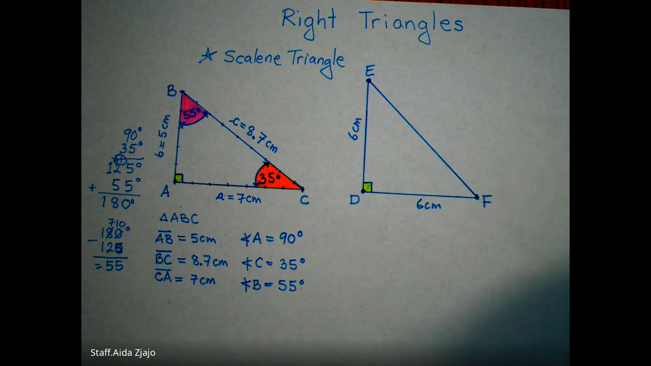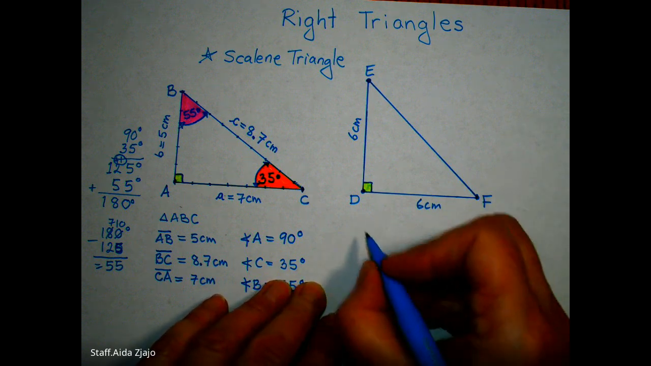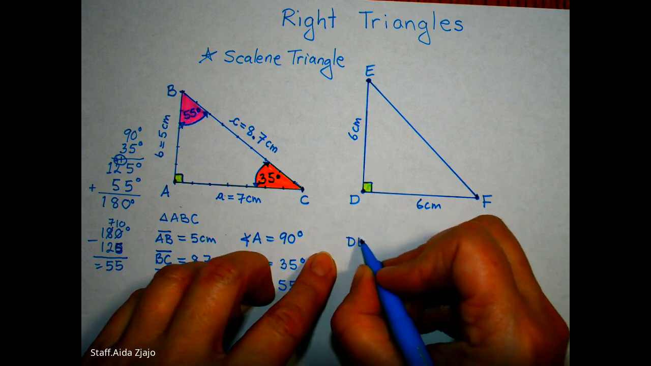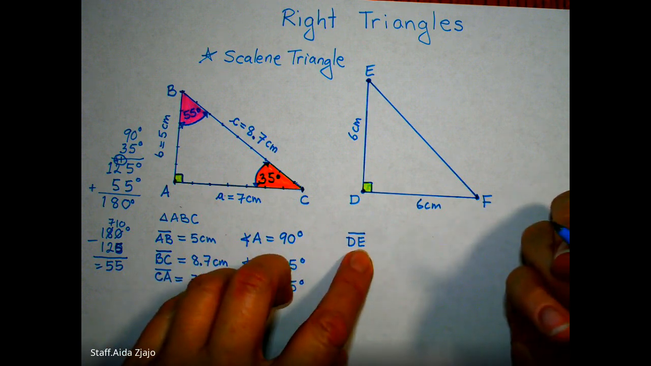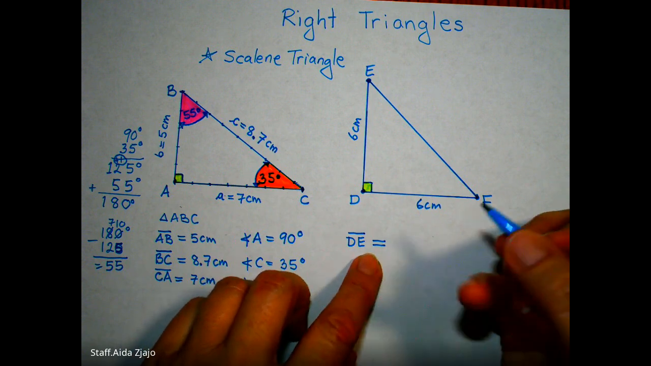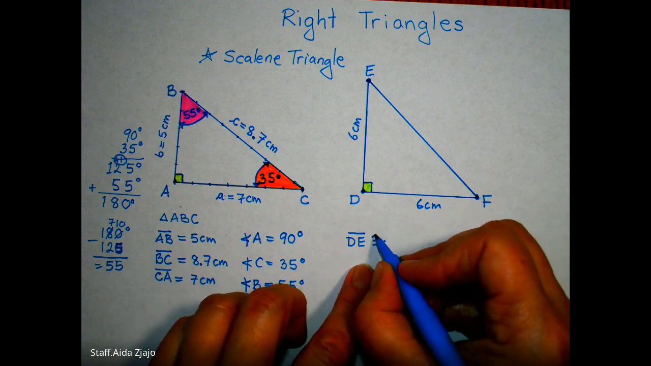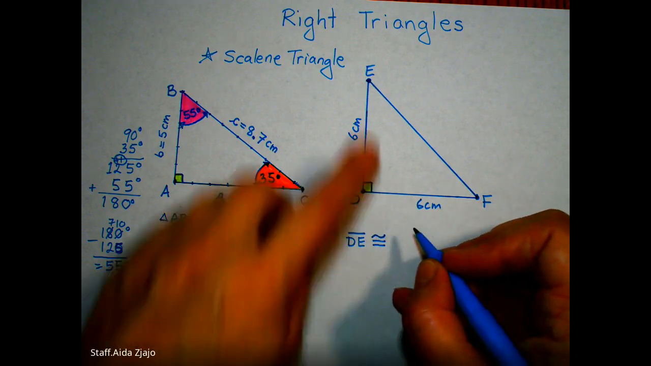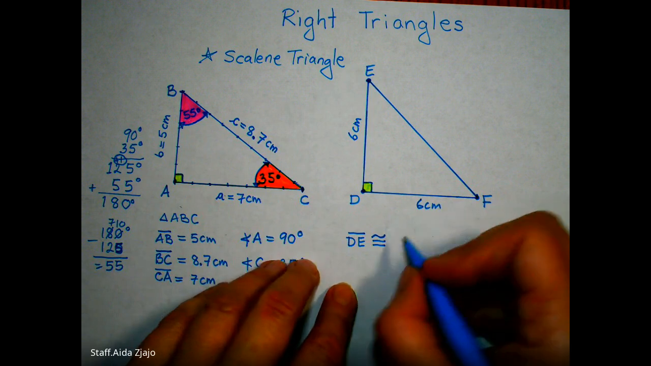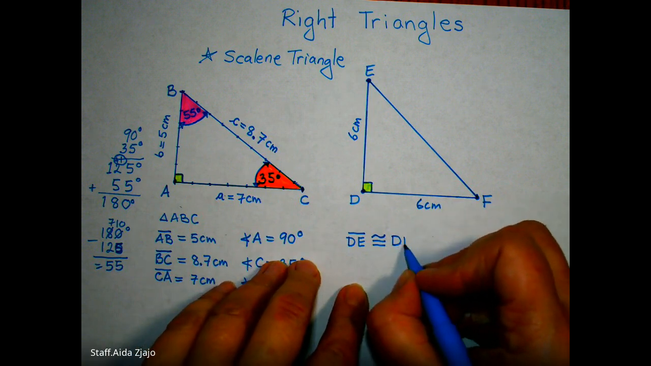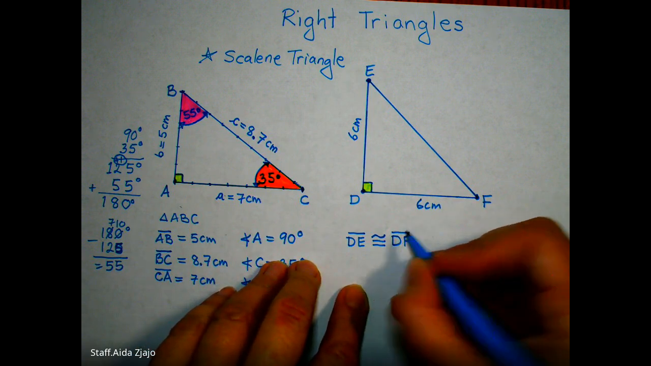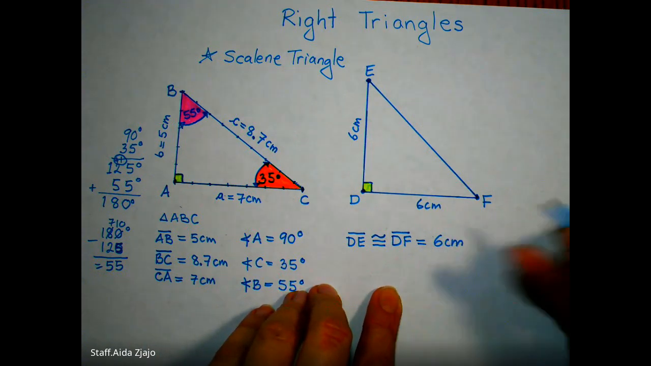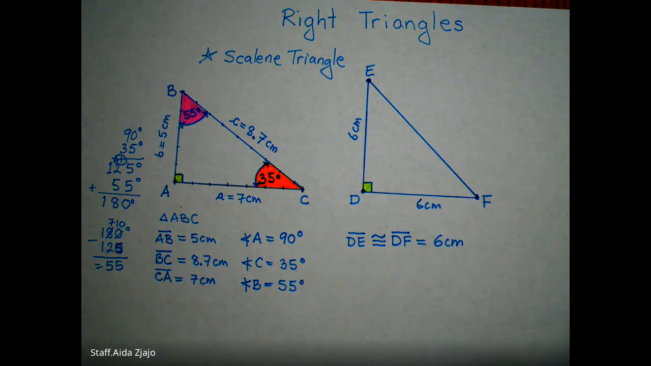And then we can label the sides D, E. Line segment DE is congruent, and this is the symbol for congruent, an equal sign with a wavy sign on the top, DE is congruent to DF, and that equals 6 centimeters. Okay. And then we can measure the other one.